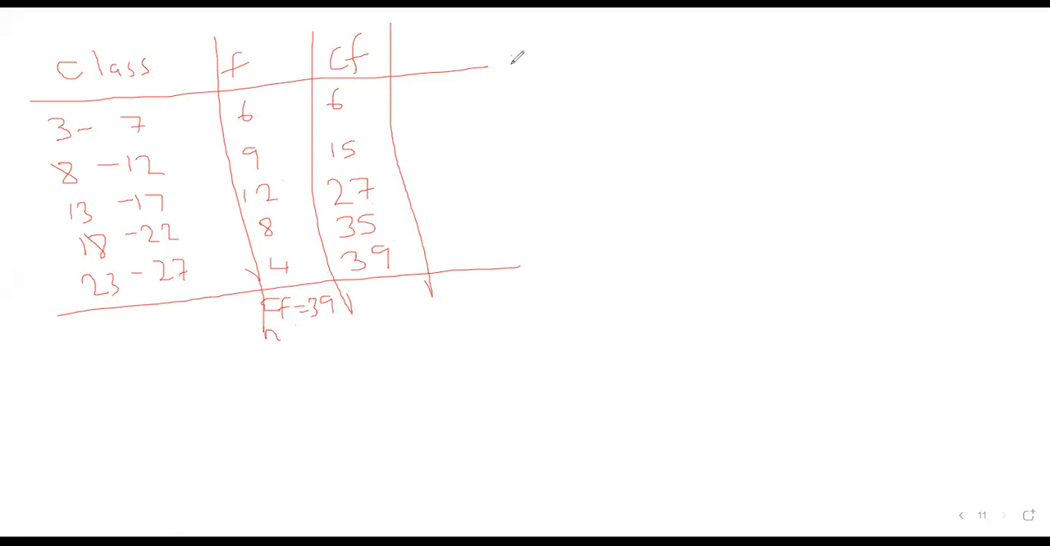So I want us to learn how to find the mode and the median. The formula for the mode is the lower bound plus D1 over D1 plus D2 times height. Mode means the highest frequency. Step 1, identify the number which is highest here. Which one is the highest number here?